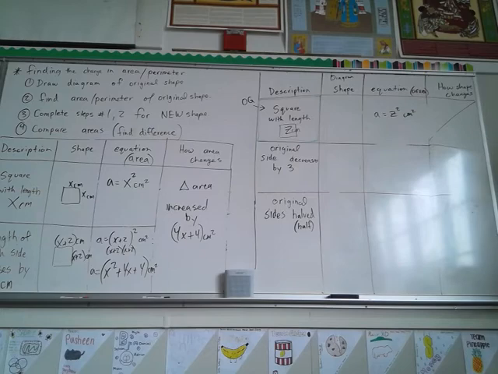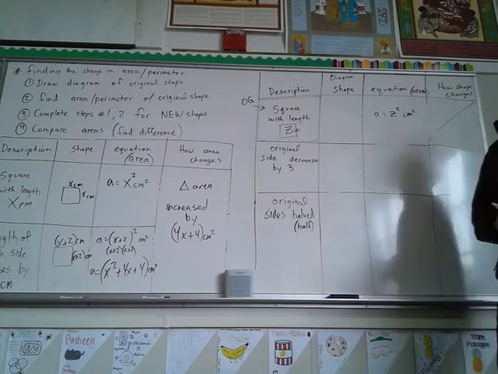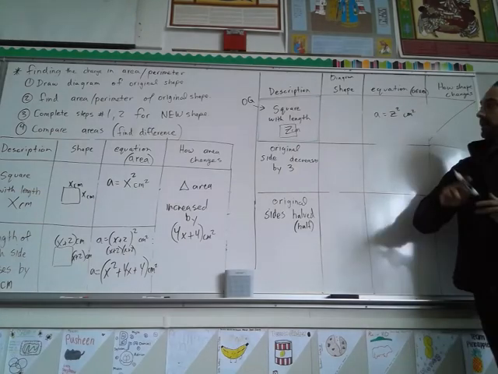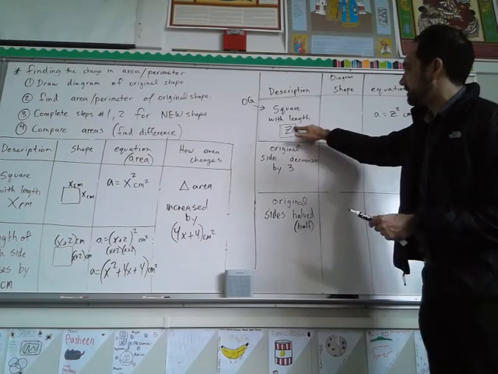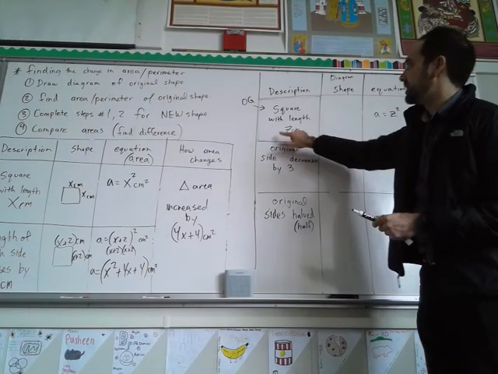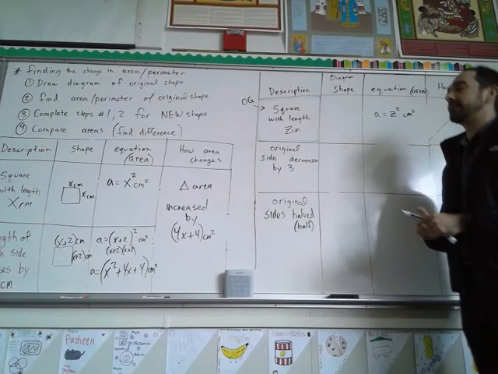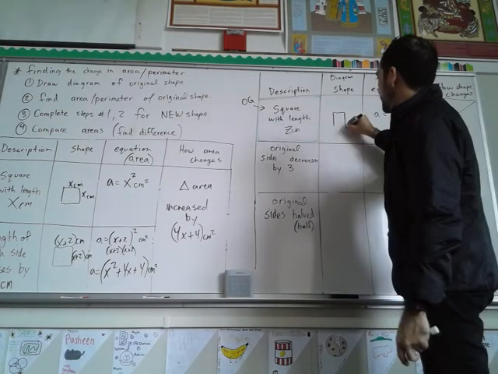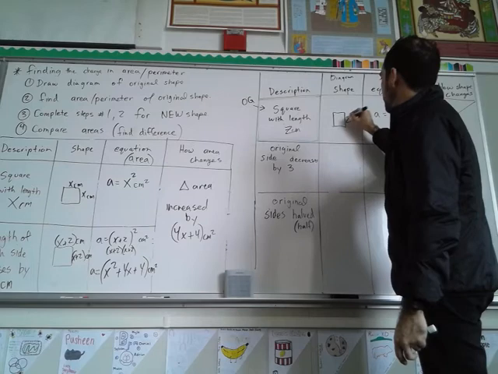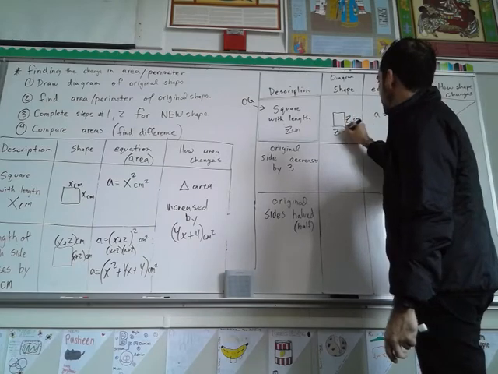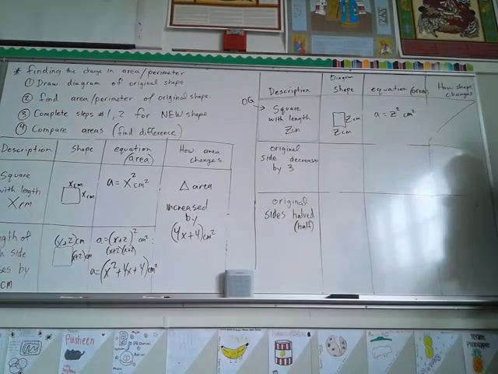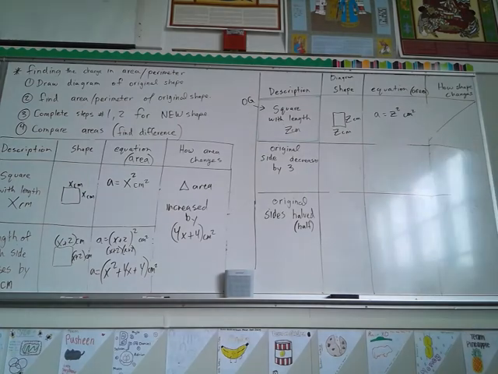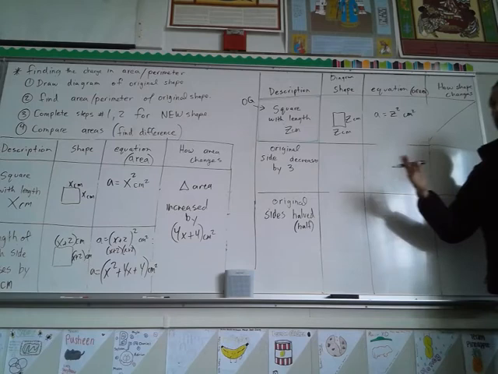All right, we have a square. I was just saying we need to fill in that box. We know that the square has length z centimeters. So let's make our diagram. It's a square, z centimeters by z centimeters. All right, first modification: the original side decreases by 3.